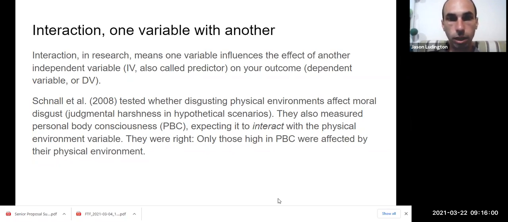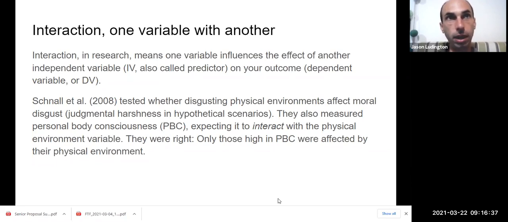But the researchers also measured personal body consciousness, also called private body consciousness. Anyway, they expected it to interact with the physical environment variable, and they were right. What they found was that only those high in private body consciousness or personal body consciousness were affected by their physical environment. So those that were high in personal body consciousness were more upset or more affected by a dirty environment.